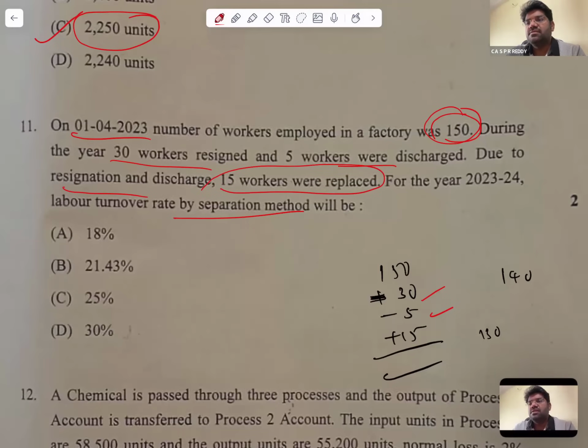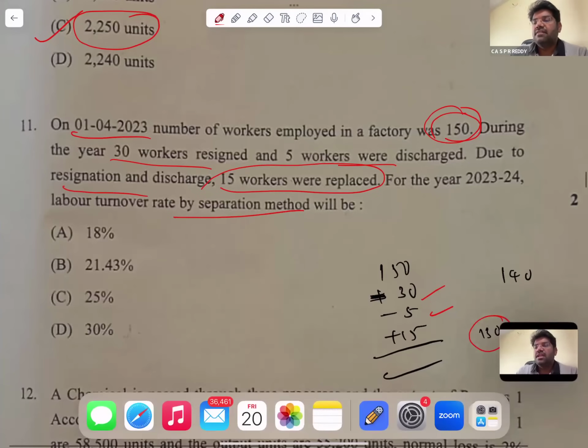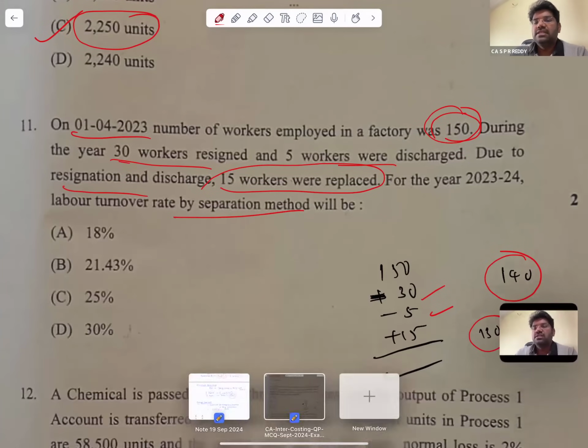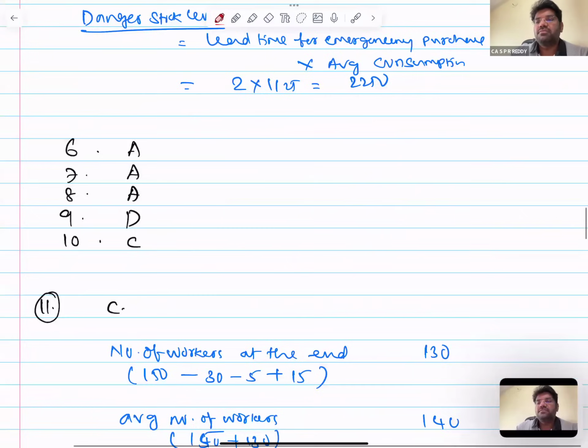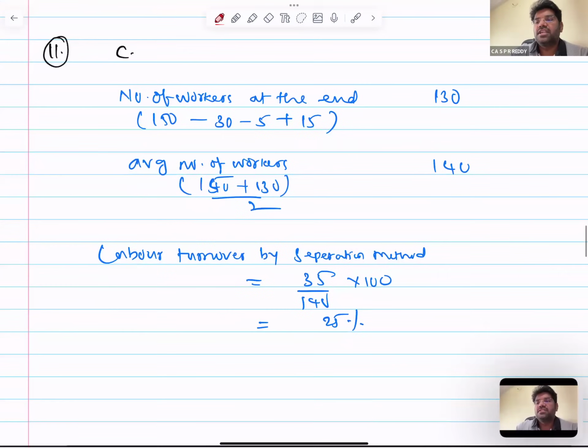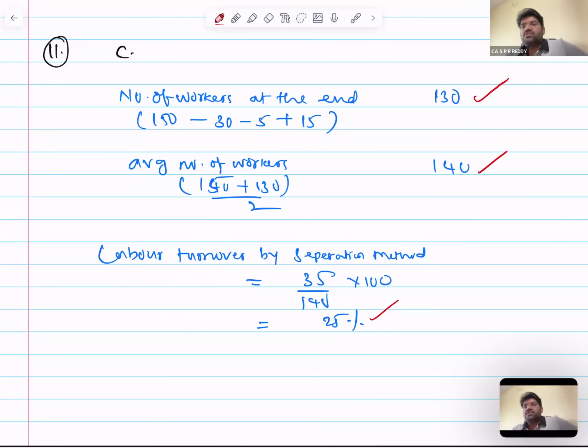Number of replacements, so that is 130. Opening 150, closing is 130, average 140. So separations is 30 plus 5, 35, divided by 140. You will get labor turnover using the separation method. That is 35 by 140, 25%. So number of workers at the end, average number of workers, labor turnover by separation method is 25%. So answer is C.